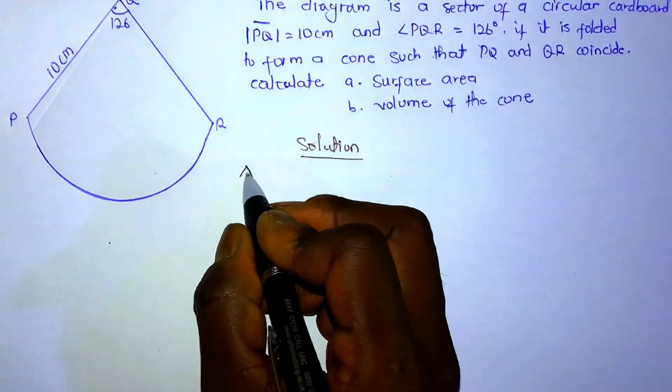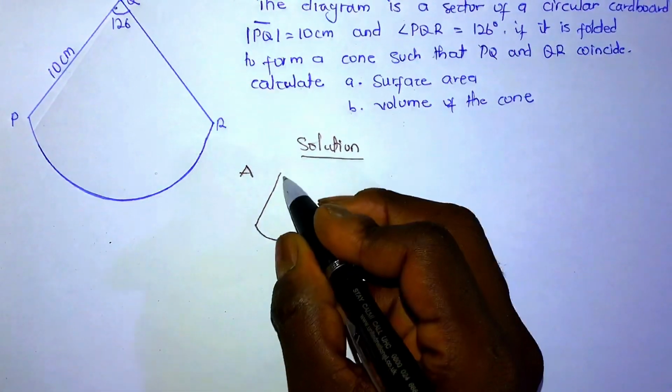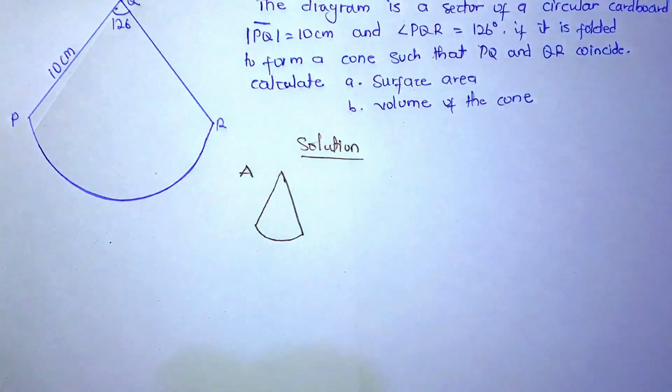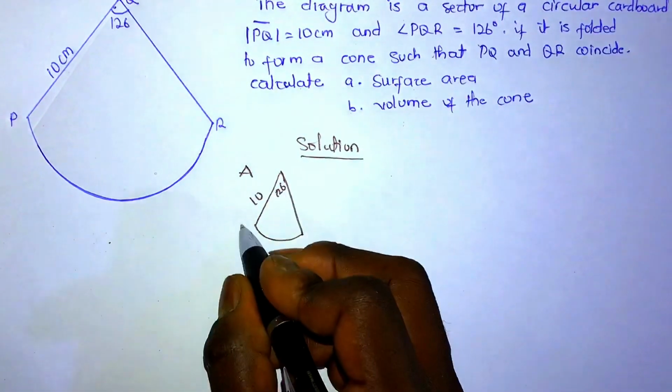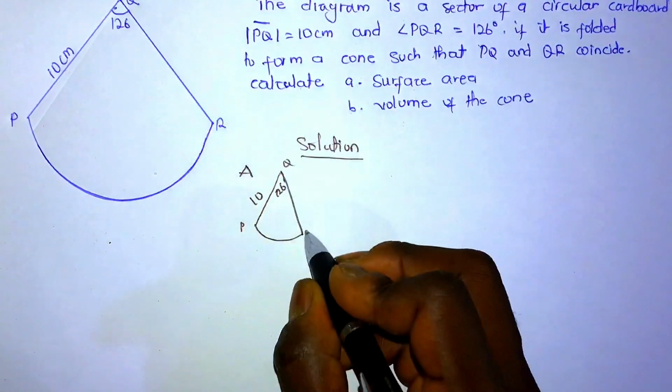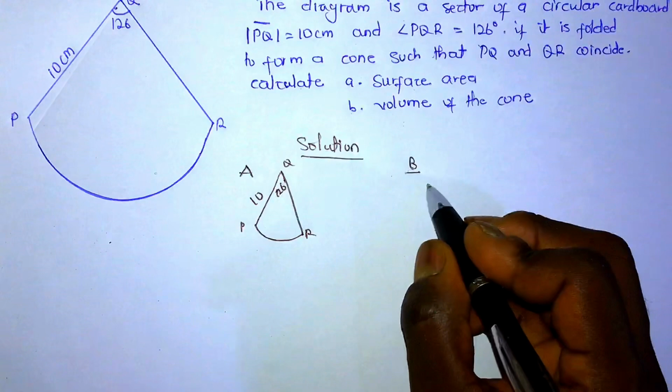The first diagram here, say diagram A, is what has been given in the question, which is the sector. So I have 126, 10, P, Q here, and R. And the B is going to be the cone.